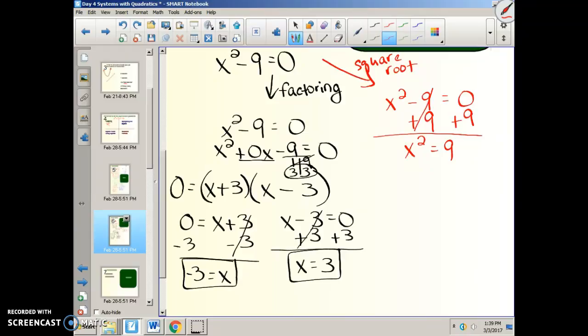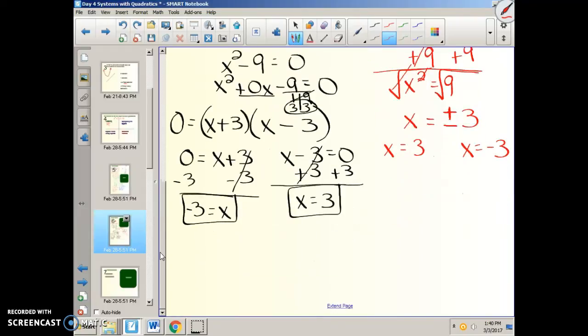Well, how do I undo squares? I take the square root. Those are going to cancel out. Remember your phrase, though: plus or minus. So it's not just 3, it's plus or minus 3, which is actually what you just got on the left-hand side. x equals positive 3 is one answer. x equals negative 3 is the other answer. That's what plus minus means. It means one of each sign. Okay, so two ways to do it. Doesn't matter which way you pick.